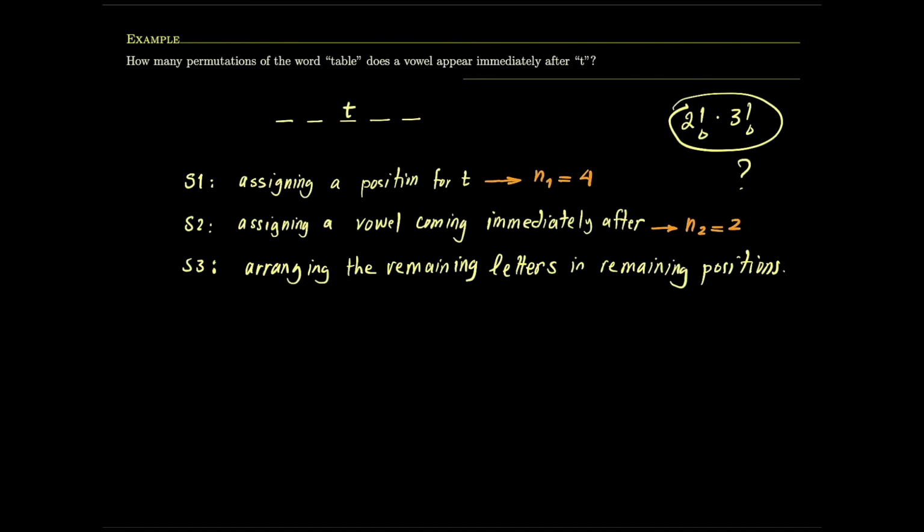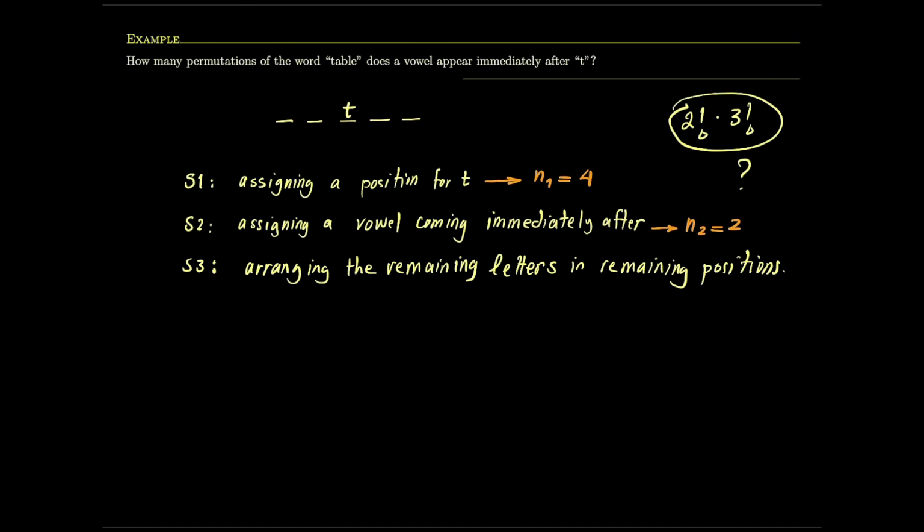Now, when you write 2, you have to be a little bit careful. Is this 2 that I write here independent of how I have done the first stage? It means, do you think if I put t here, this will change this number? No, if I put t here, still I have 2 options, either A or E. If I put t here, still I have 2 options. So it does not affect this number.